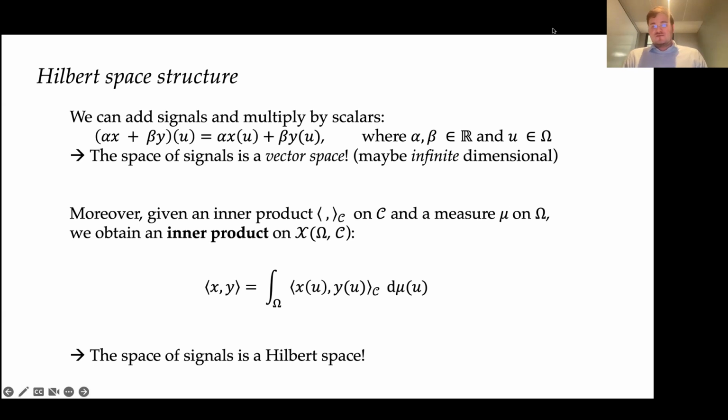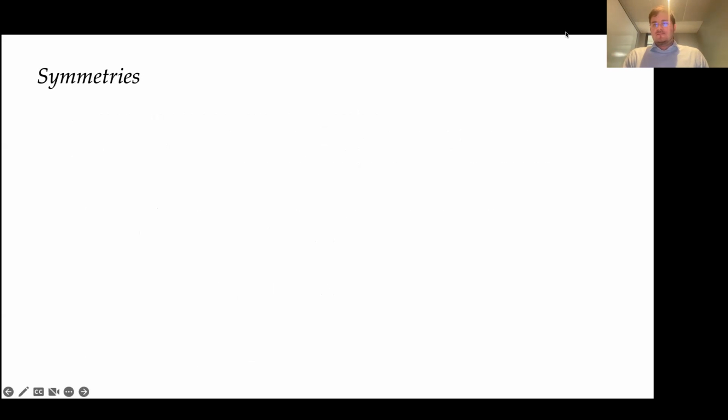And very often it might also be useful to have an inner product defined over these functions. It is sufficient if we have an inner product over our representation space C, and some measure over our domain, then we can compute inner products over these signals in the usual way. So just integrate over the entire domain, and at every single point of the domain, take this inner product over C to compare the two features. And in a nutshell, what this means is that the space of all of our signals forms what is known as a Hilbert space.